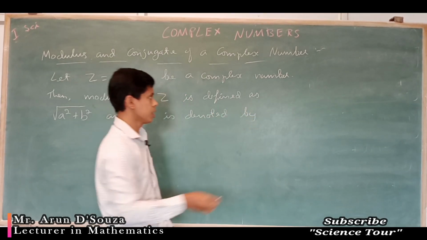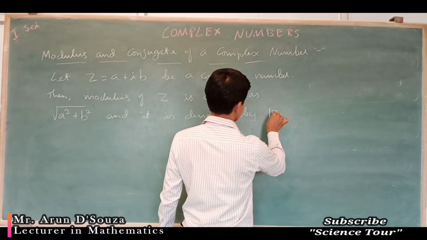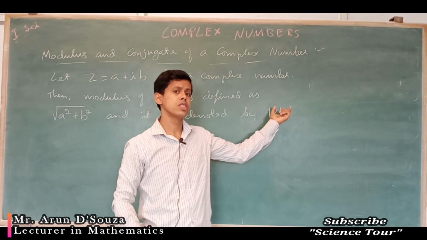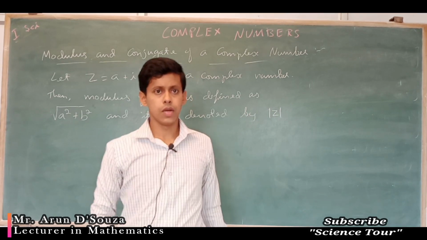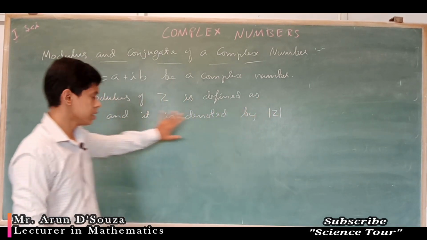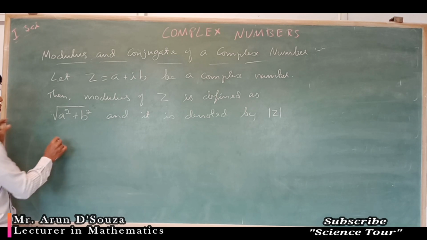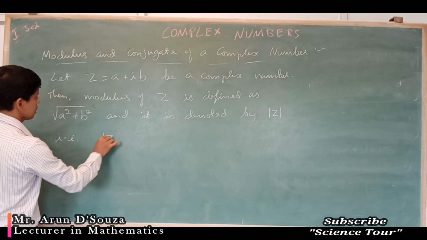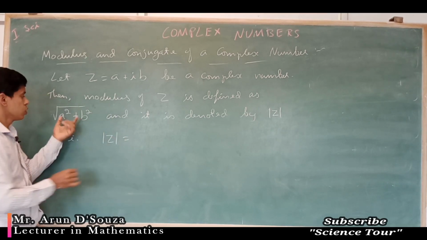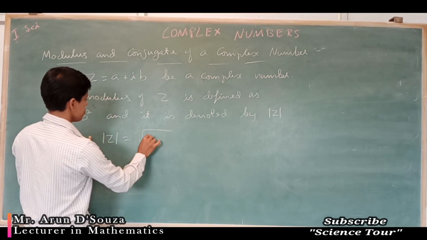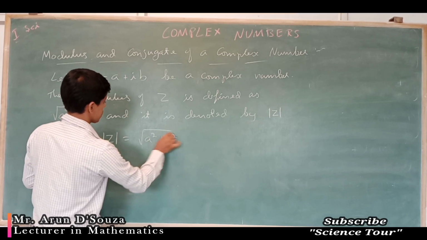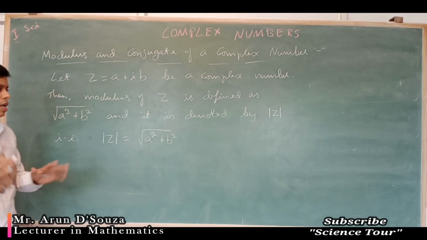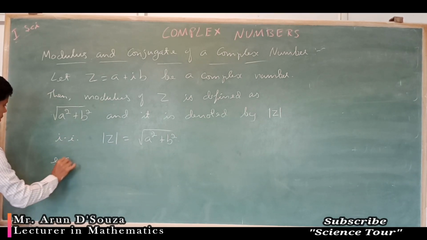so how is it denoted? It is denoted by this symbol. So this is modulus of z, mod z you can call it. That is the symbol and this is the formula. So I am writing them together: mod z is equal to square root of a square plus b square. That's how it is defined. Now let us understand an example.